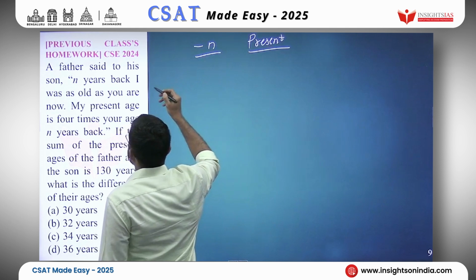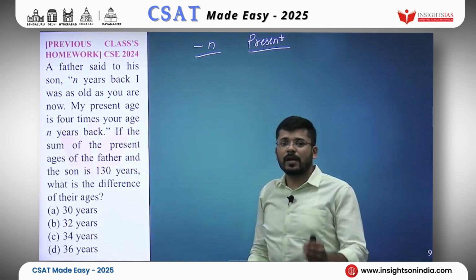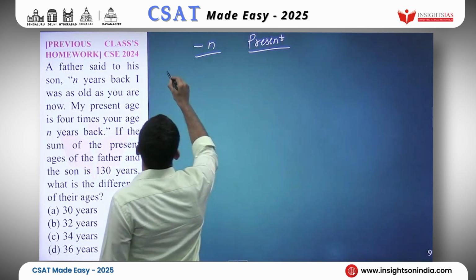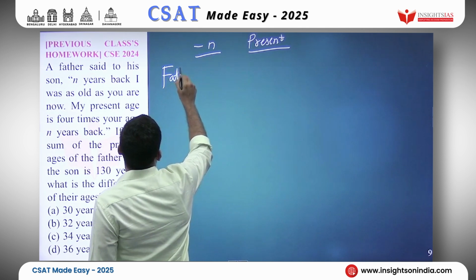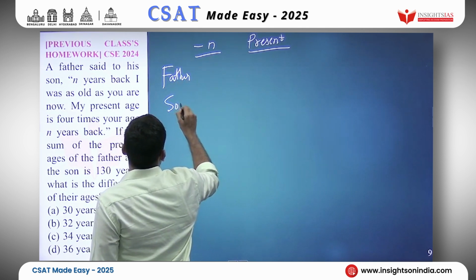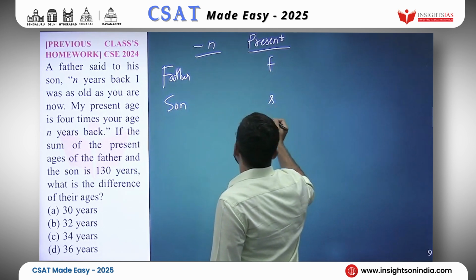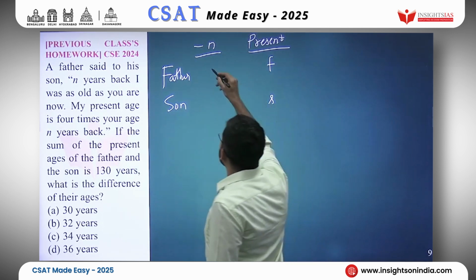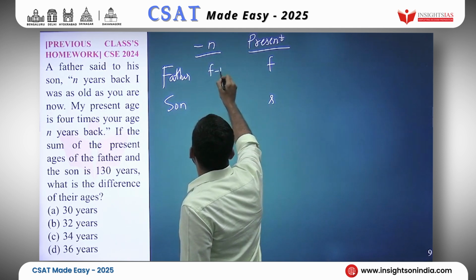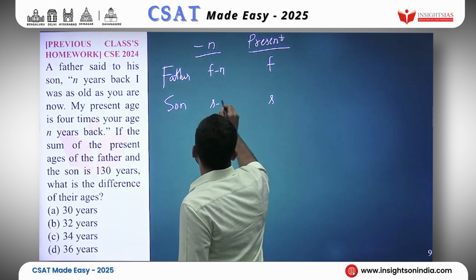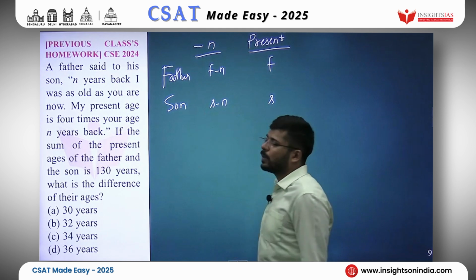We will write it as minus n. And whose ages are we discussing? A father and his son. This is father and this is son. Let's take the present age of father as F and present age of son as S. So N years back, father's age would have been F minus n, and N years back, son's age would have been S minus n. Okay.